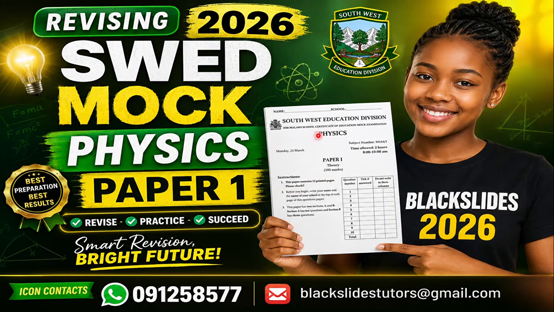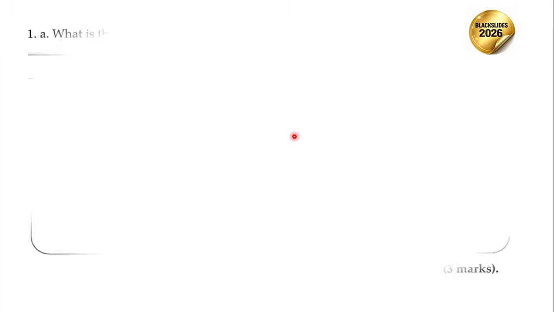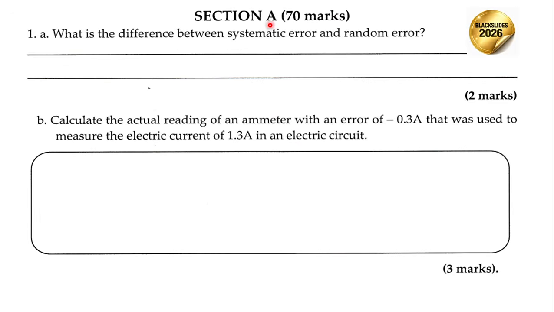Welcome to section A, which is 70 marks. A standard paper will have given you instructions here as to what you need to do, but I'm sure the instruction is for candidates to answer questions in the spaces provided. Question number 1.